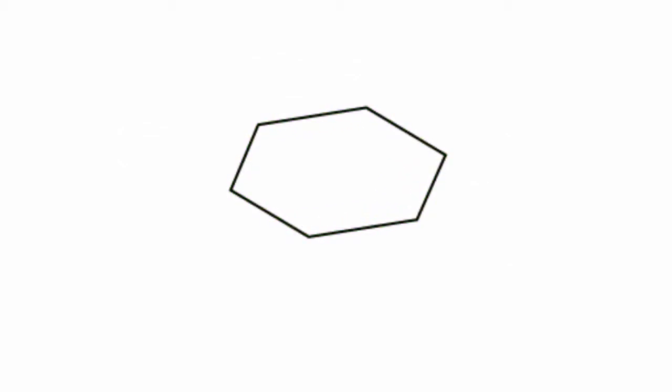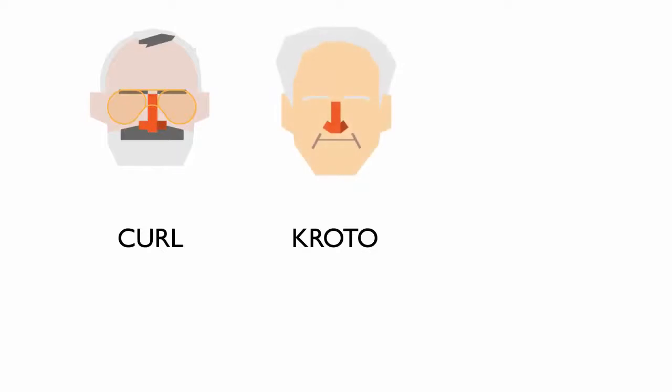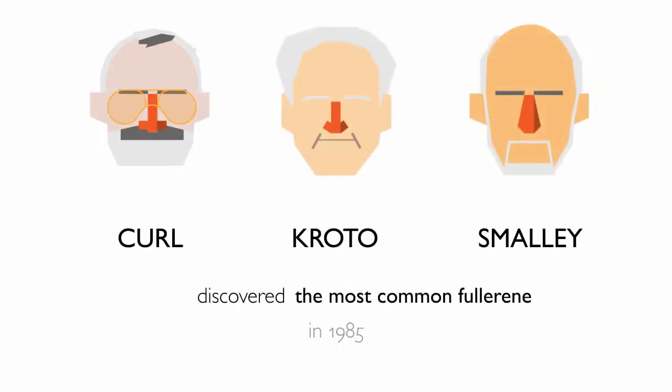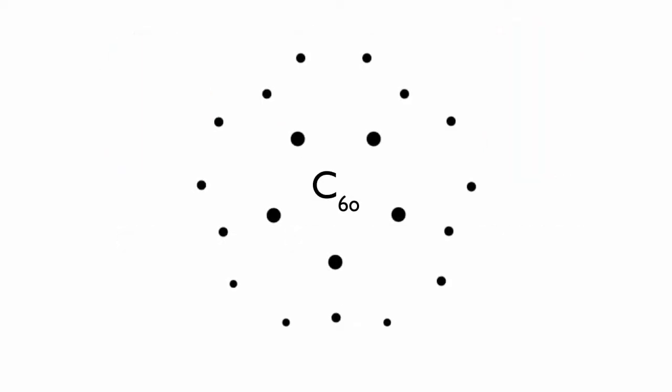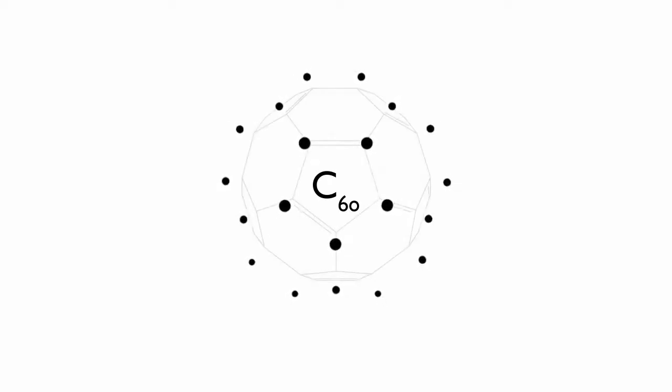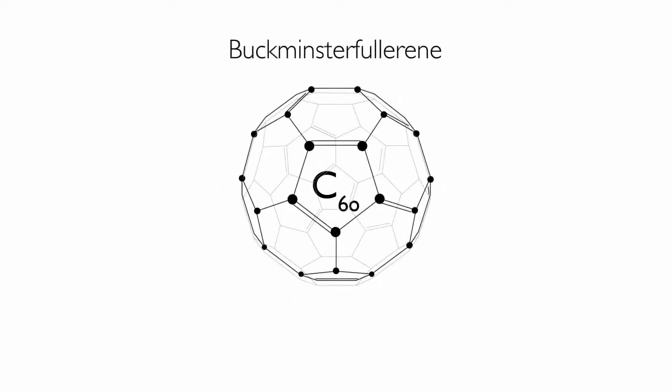Fullerenes are carbon-based molecules with a hollow cage-like structure. Robert Curl, Harold Kroto, and Richard Smalley discovered the most common fullerene in 1985. The Buckminster fullerene consists of molecules containing 60 carbon atoms joined together forming a hollow sphere. There is an alternating arrangement of hexagons and pentagons, much like that seen in a football.